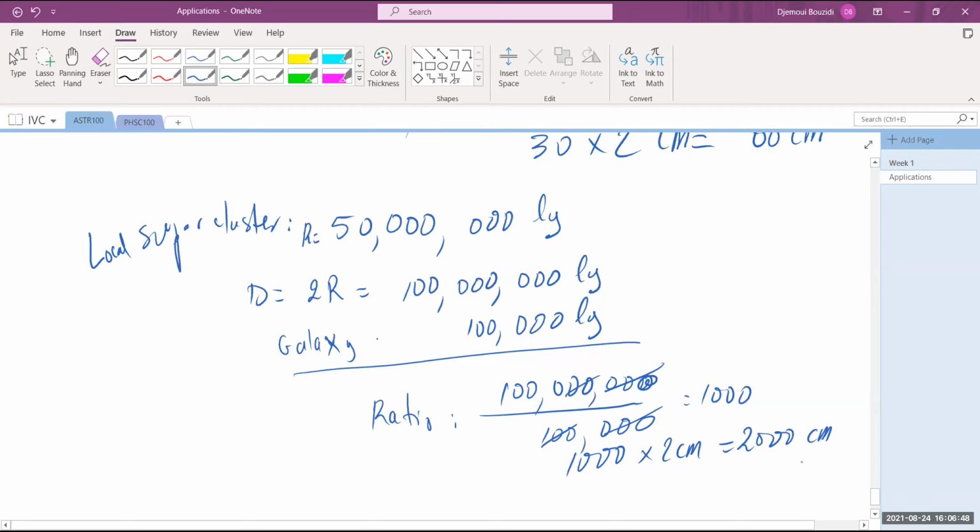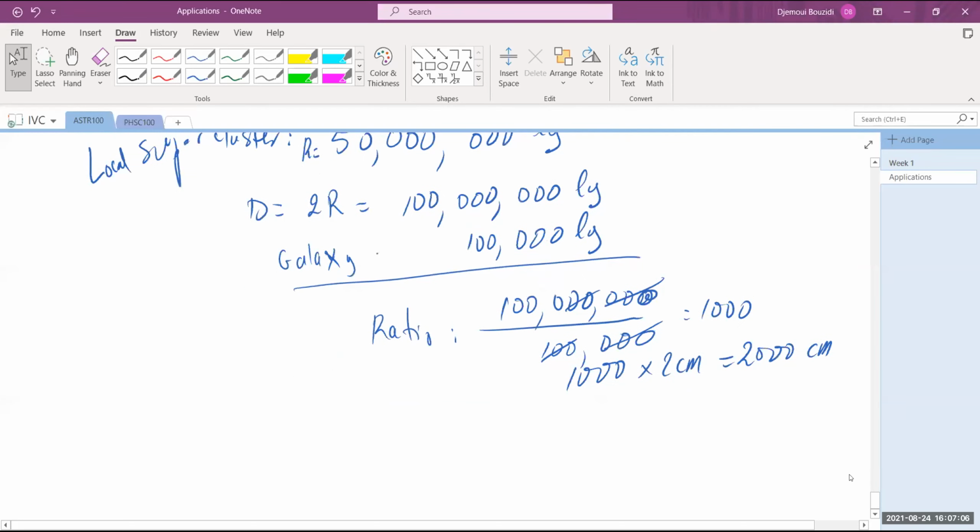Okay? And that is 2 meters. What is it? Did I make the calculation right or not? Yeah, it looks like it. This is correct. 50 times 2, that's 100, divided by 100,000. 5 zeros are gone, and I will be left with 1,000.